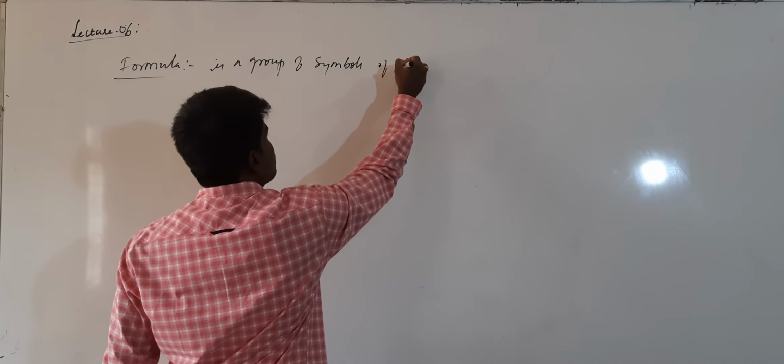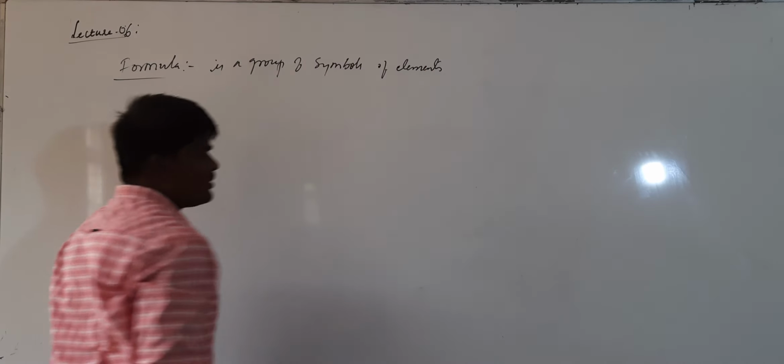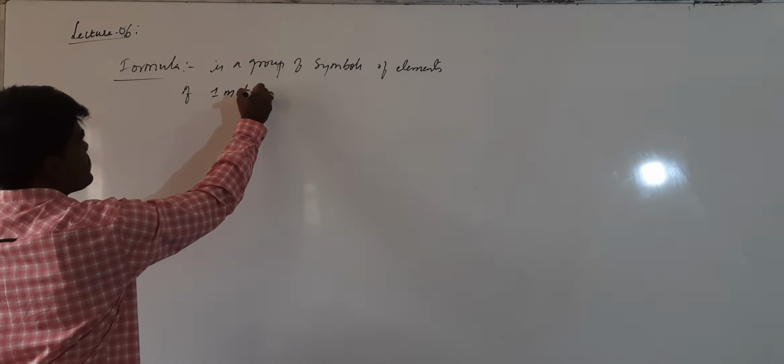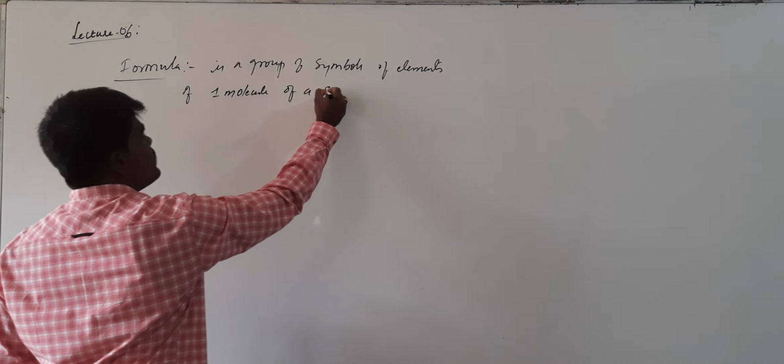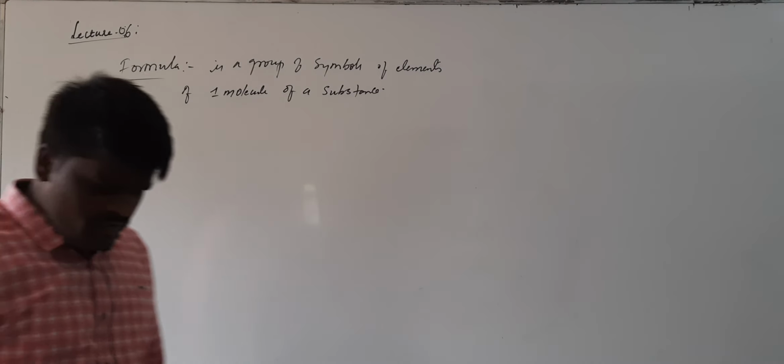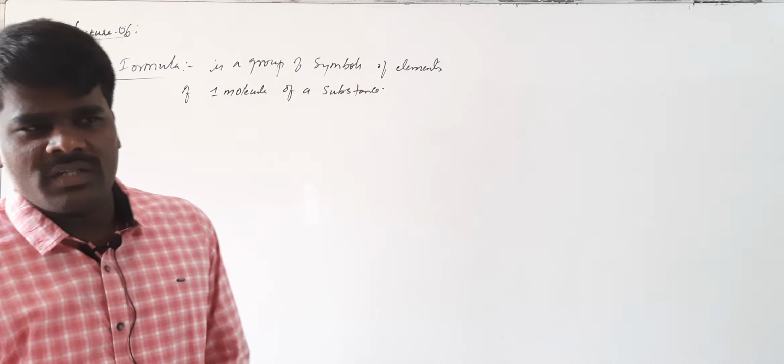Right? Let us continue with the first basic term, that is, you should know what is meant by formula. What is meant by formula? Formula is actually a group of symbols of elements of one molecule of a substance. Generally, a group of symbols which represents a molecule of a substance is called a formula.